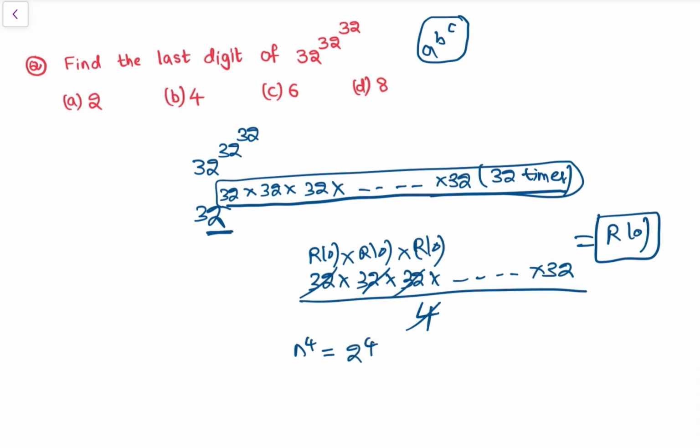So 2 to the power 4. So 2 to the power 4 is 16. So 6 is the unit digit here. So that is easy. That's how we need to calculate.